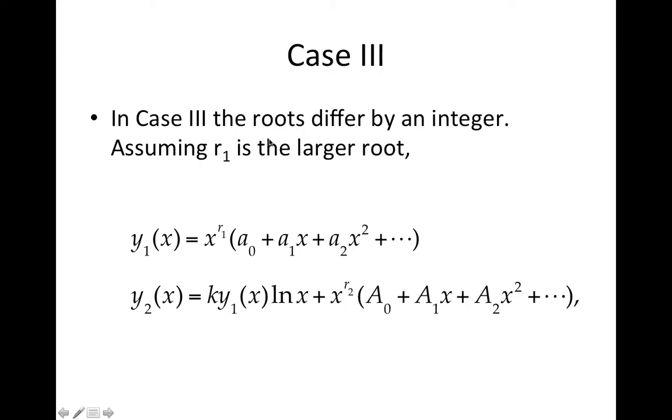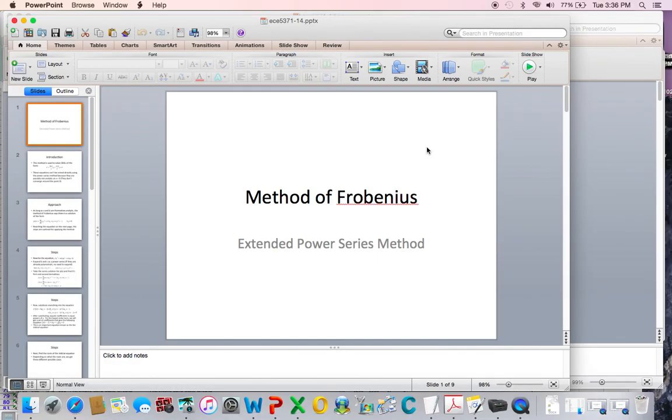In case 3, the roots differ by an integer, and this just gives us, if we assume r1 is the larger root, this standard series expansion multiplied by x to the r1. Then we have that solution plus a second solution where we have r2, but then we have the natural log of x and some constant k. So this is the case where they would differ by an integer, case 3.